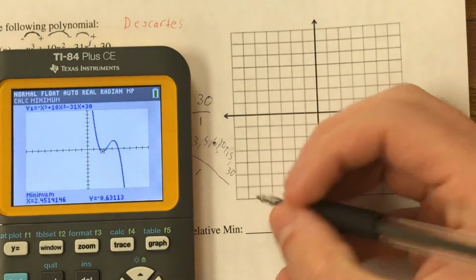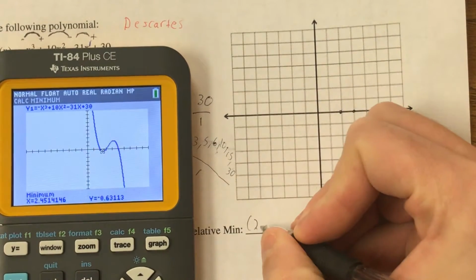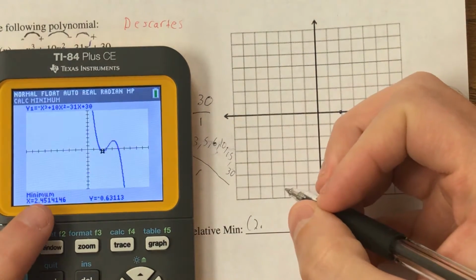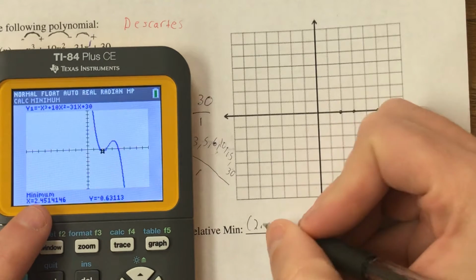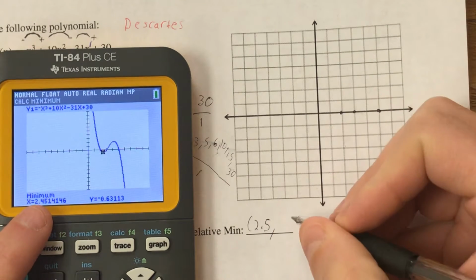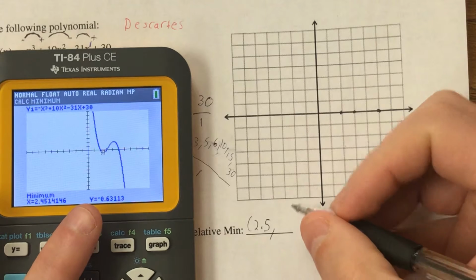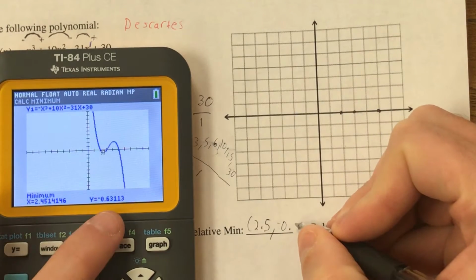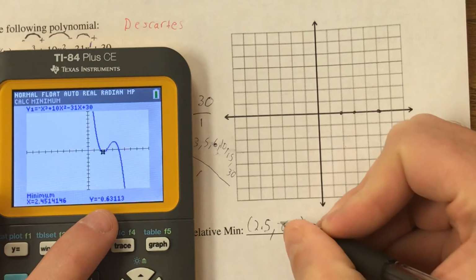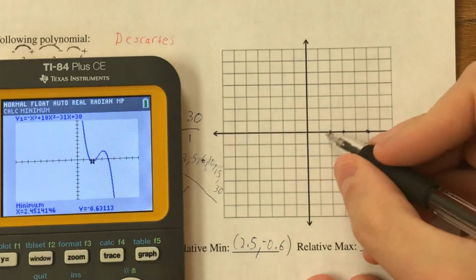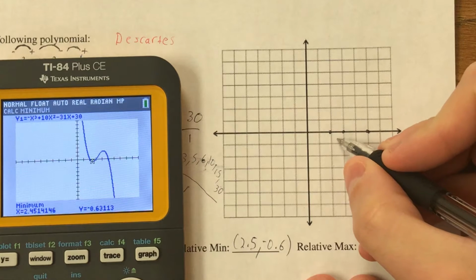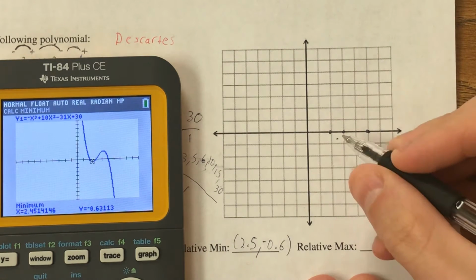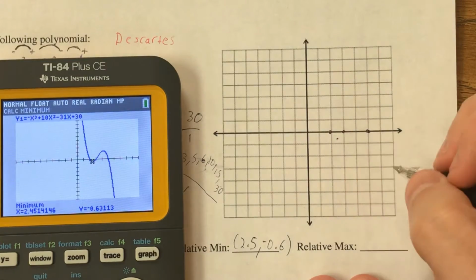So I'll just do the tens place, because why not? 2.45, so the 5 would round this up to a 5. And then negative 0.63. The 3 would round it down to a 6, so there we go. So 2.5 and then negative 0.6-ish would be about right there. All right, 0.6, it's a little bit more than a half down.